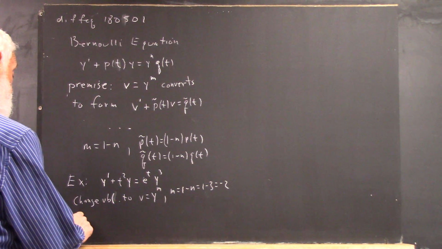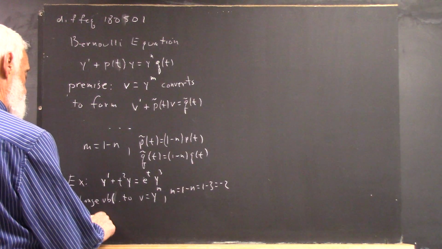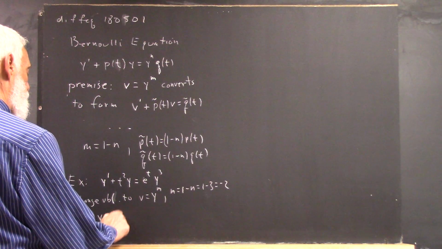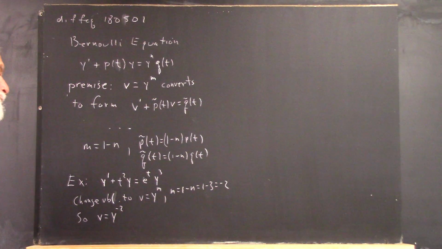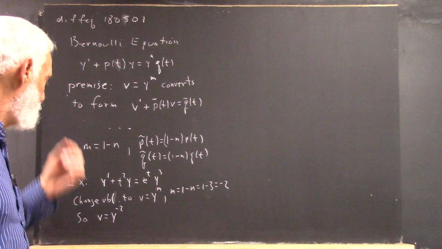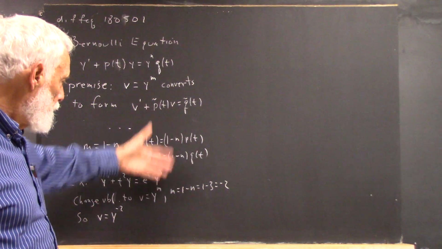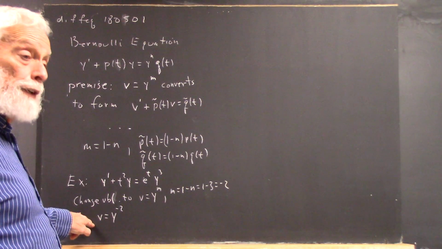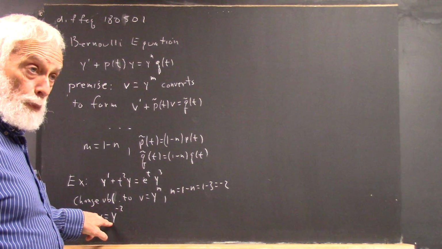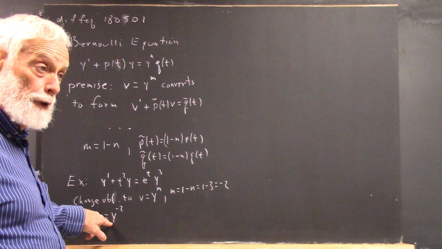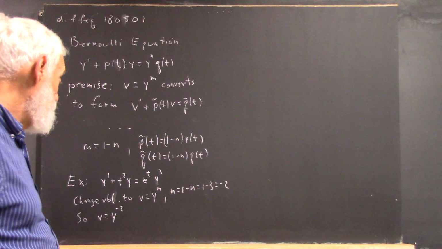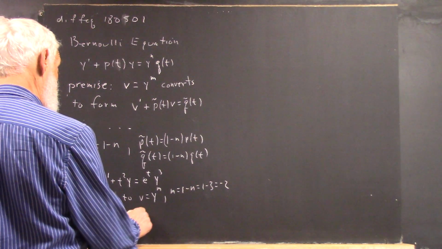So v equals y to the -2. Now, if you don't want to remember all these constants and all this stuff, it's easy enough to work out your change of variable. Okay? So let's go ahead and work that out.